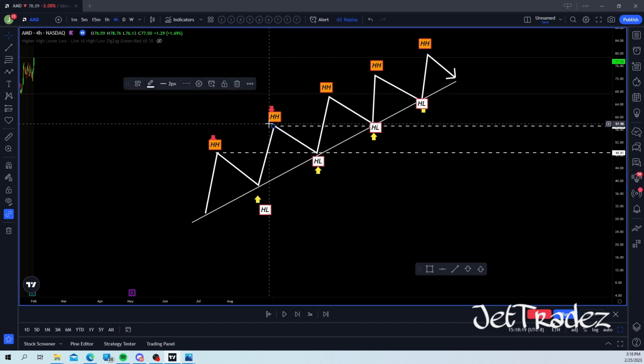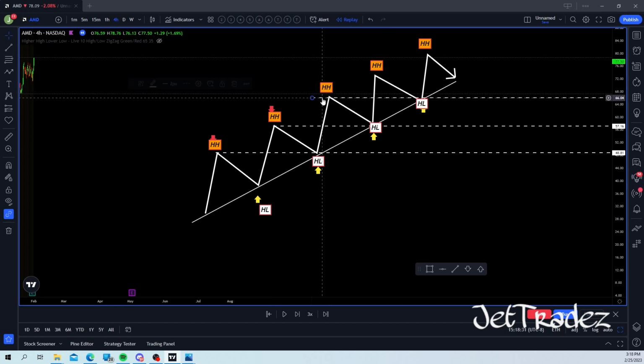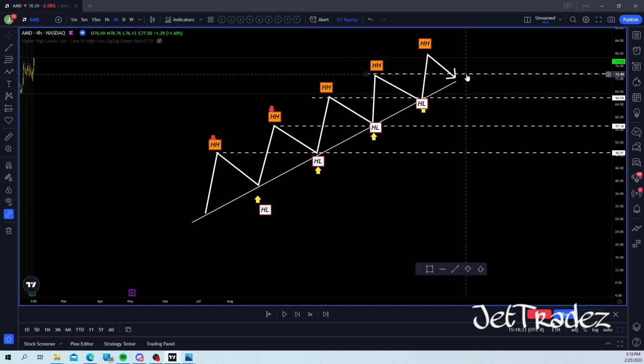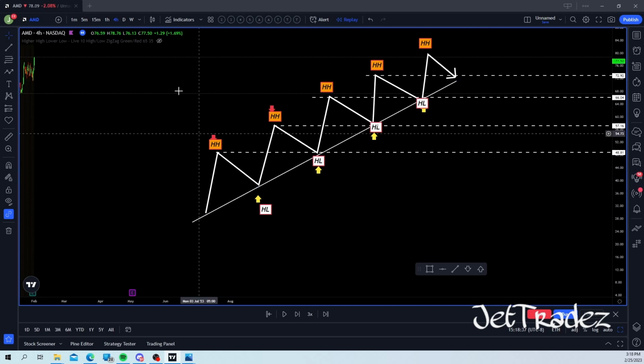You see that? So if it breaks this, that means it's breaking a higher high to create another higher high. It's going to just skip through it and keep doing that repeatedly. It's going to keep repeating that until it breaks. This is called a bull trend, bullish.